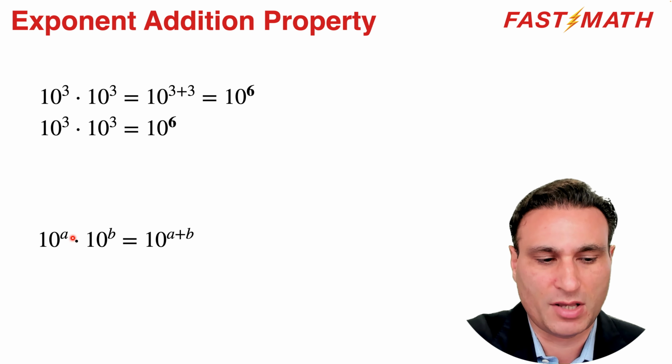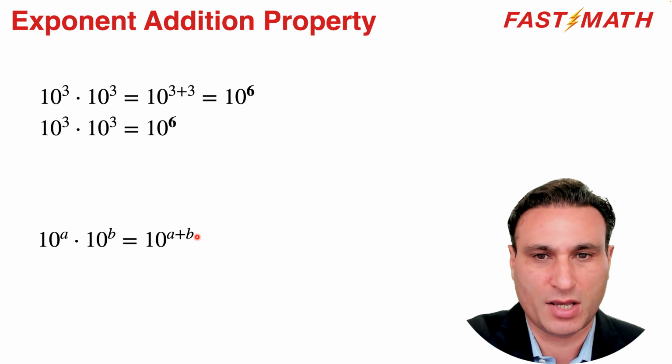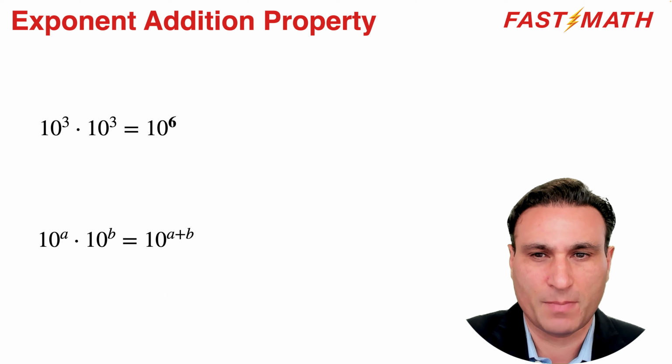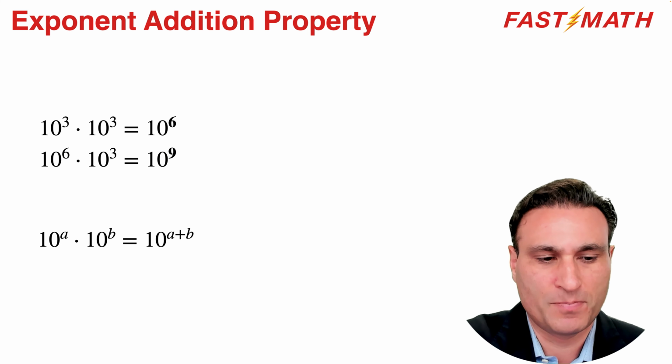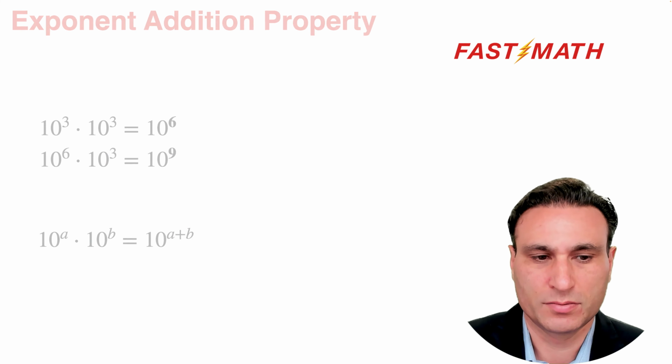More generally, 10 to the a times 10 to the b equals 10 to the a plus b. When multiplying values, you add exponents. Removing this intermediate step, we just have this. We can also say that 10 to the 6th times 10 to the 3rd equals 10 to the 9th, as 6 plus 3 equals 9.